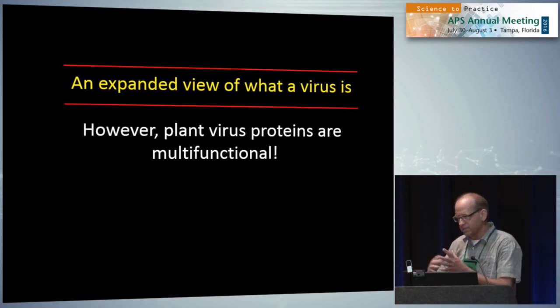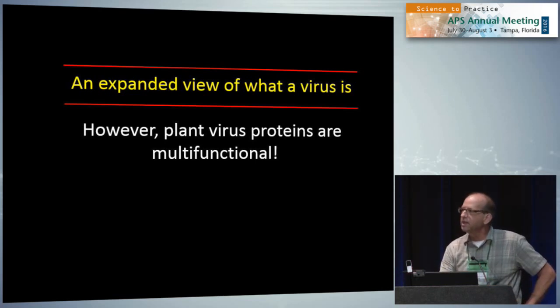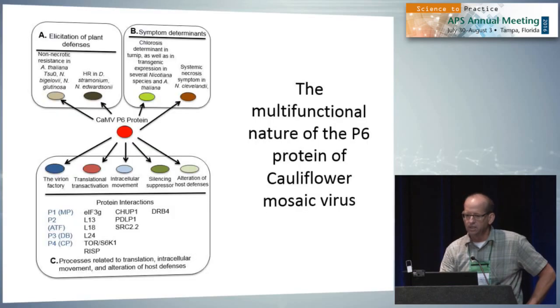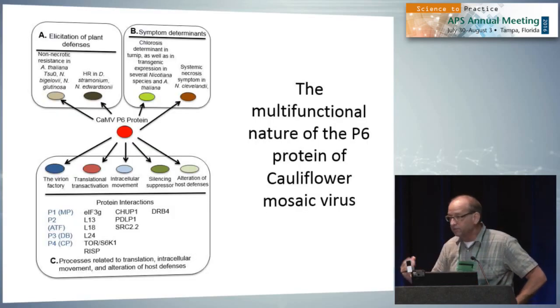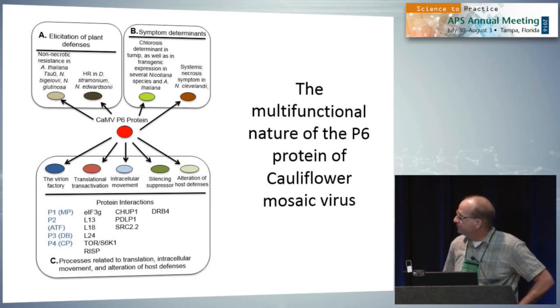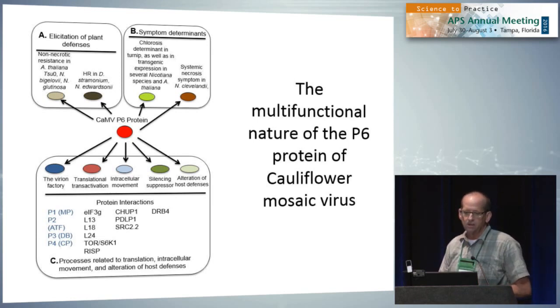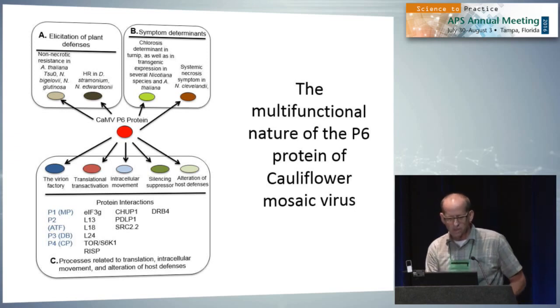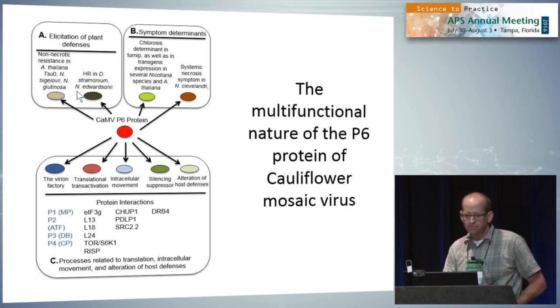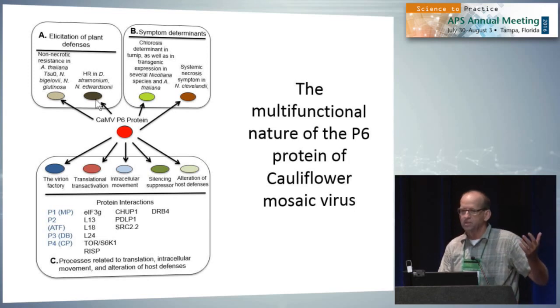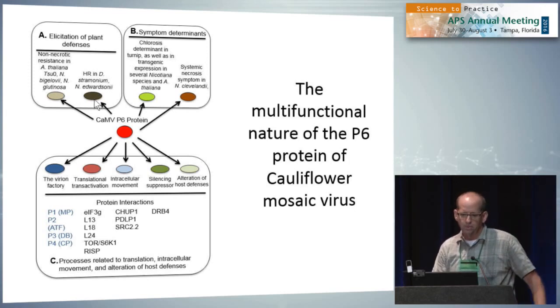Linda Kinkel was talking about, again, this idea of rethinking how we look at things, and I think we need to start looking at viruses differently. I'm going to talk briefly, as an example, about the multifunctional nature of the P6 protein of cauliflower mosaic virus. This is something that we put together. You have the basic host-pathogen things. P6 triggers HR, for example. P6 is also a symptom determinant. We don't really know why P6 causes symptoms yet, so we don't really know the interactors for that.